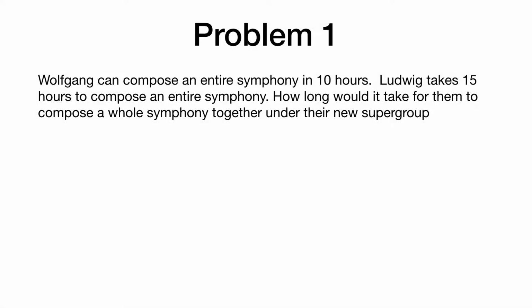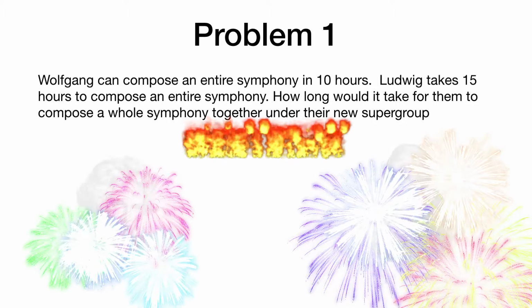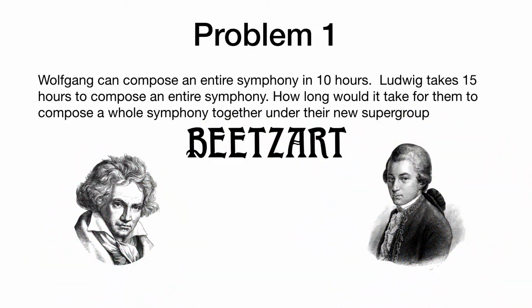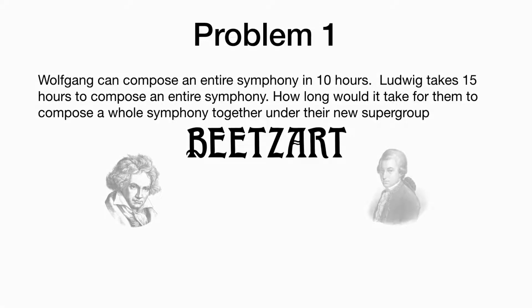Wolfgang can compose an entire symphony in 10 hours, whereas Ludwig takes 15 hours to compose an entire symphony. How long would it take for them to compose a whole symphony together under their new supergroup, Beatsart? That's our question. Let's find out.